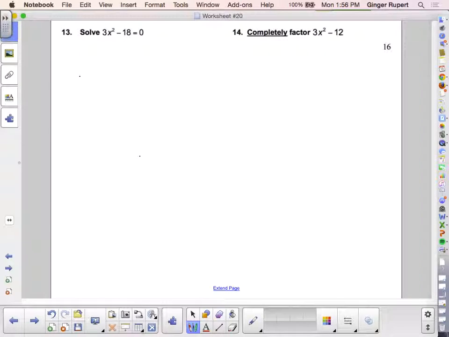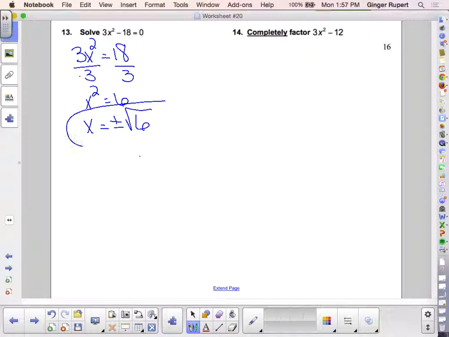Finally, number 13 and 14, it says solve this equation. So when it says solve, that means we want the values of x that will make it true. We can do this by the square root method or by factoring. We use the square root method. 3x squared is equal to 18. Divide by 3. x squared is equal to 6. So x is equal to plus or minus the square root of 6. And that's the solution to that equation.